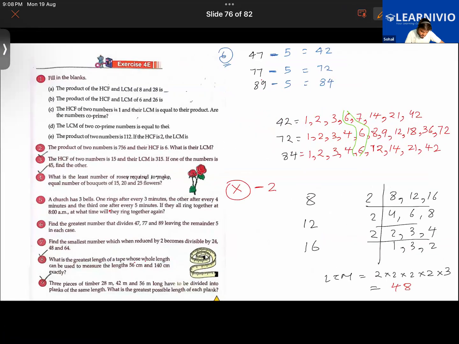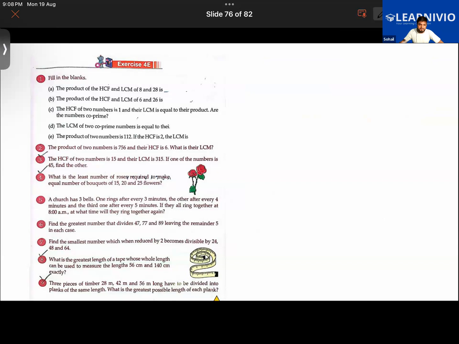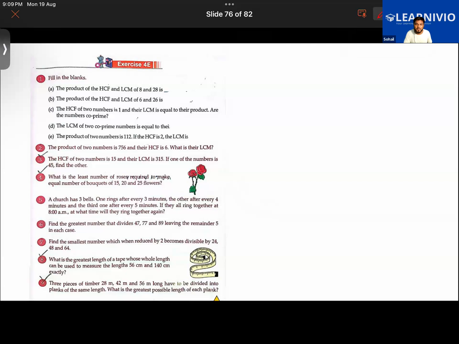Now moving on to question number 9. Can you read the question number 9? Three pieces of timber 28 meter, 42 meter, and 56 meter long have to be divided into planks of the same length. What is the greatest possible length of each plank? Okay. Now, what is the meaning of plank?